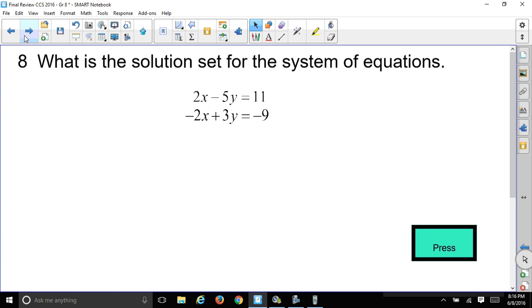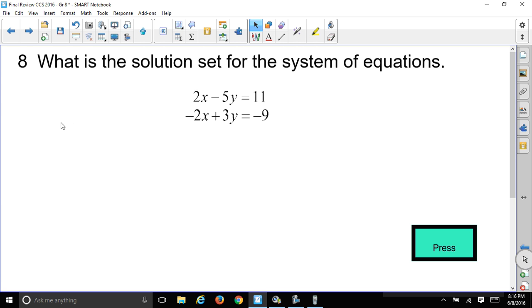All right, let's get into where we last left off. What is the solution set for the system of equations? We have 2x minus 5y equals 11, and negative 2x plus 3y equals negative 9. For systems, the x's and y's in both equations are the same at the same time. Whatever x is up here, it's the same down there, and whatever y is up there, it's also the same. So we have to solve it.